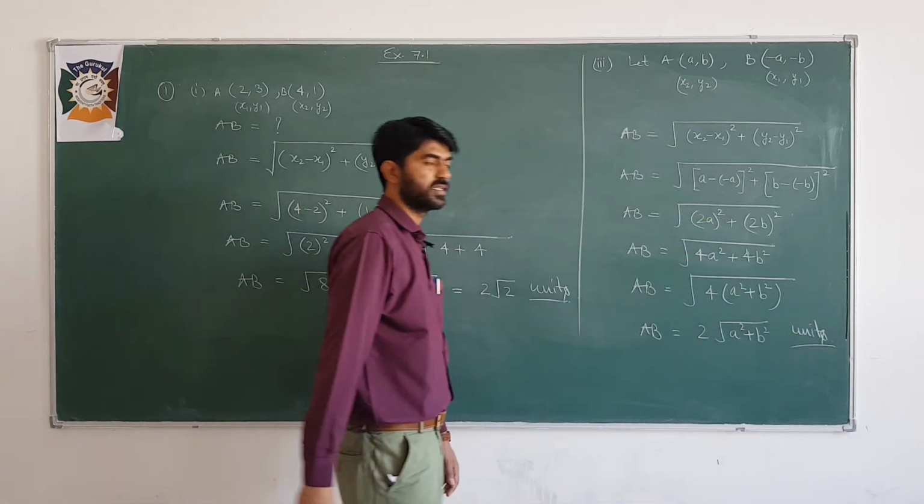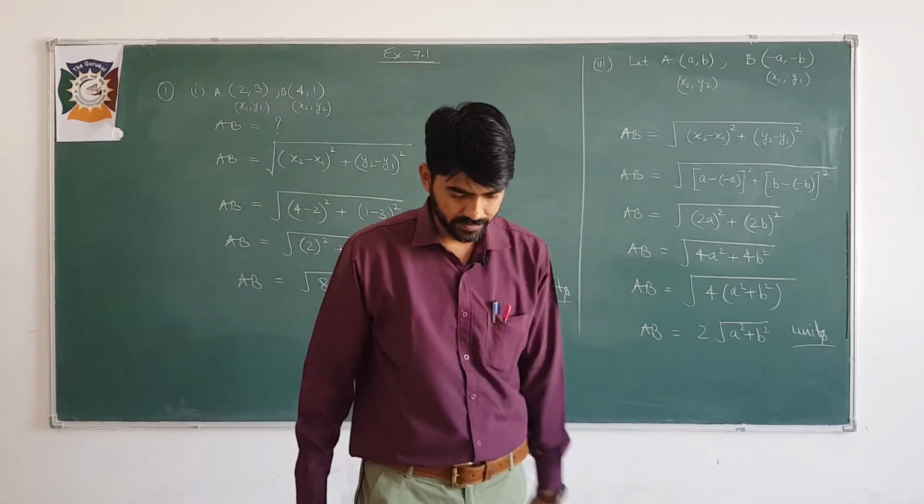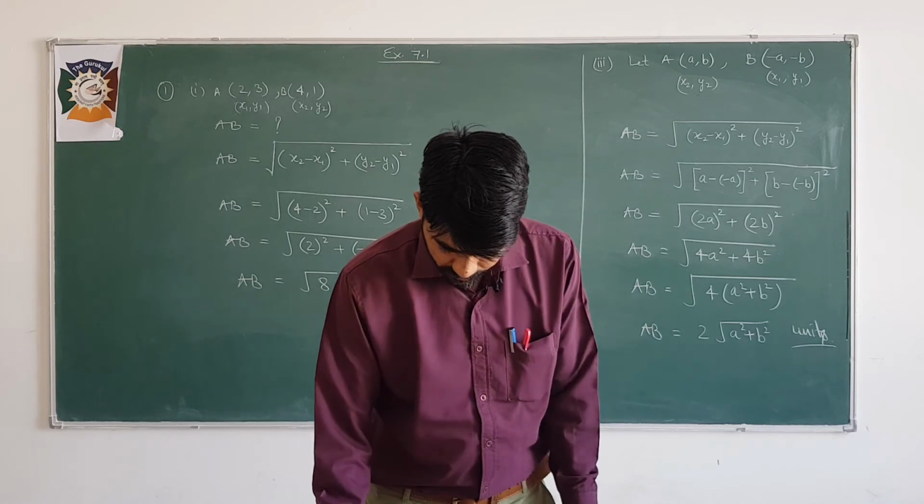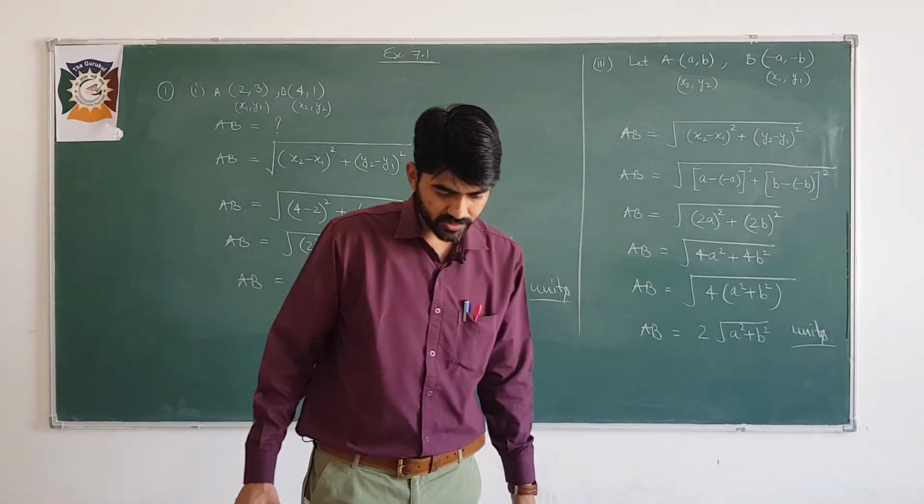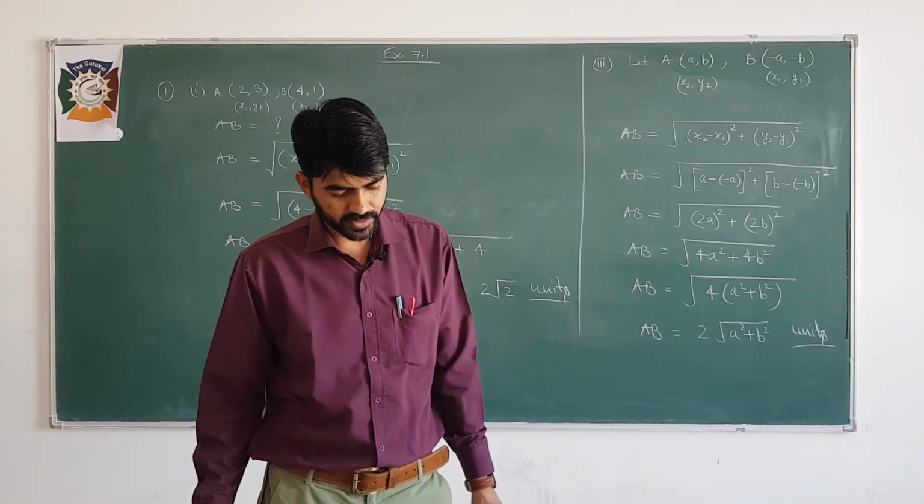So this will be the answer. Okay. Similarly, part 2 you can do on your own. Now question number 2. What is question number 2? Find the distance between the points 0, 0 and 36, 15.